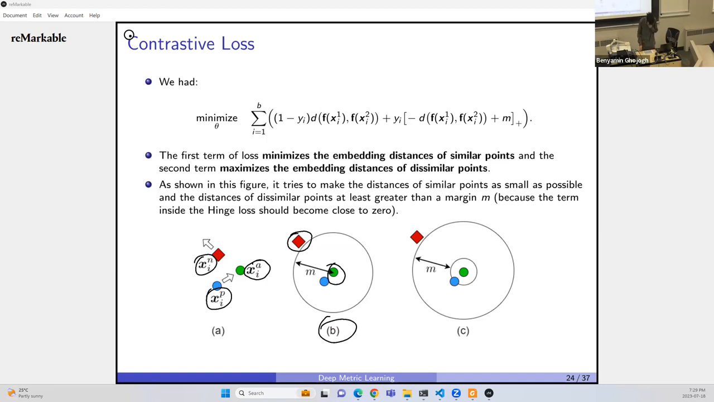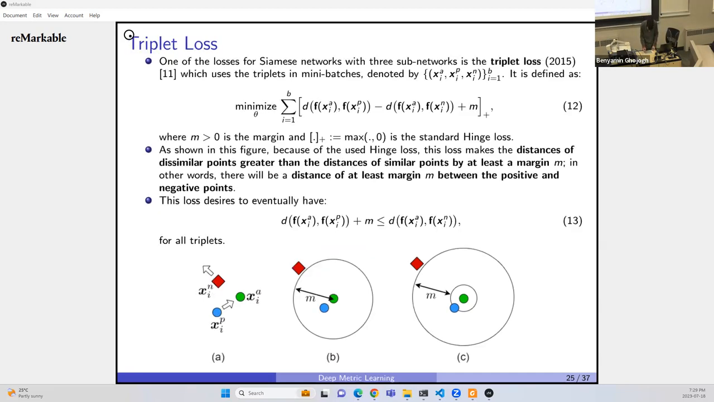Okay. Now let's talk about triplet loss. It was proposed in 2015, very close to now. So what does it do? We have mini batches of triplets, and this is a triplet loss. As you see, it's a bit different. Here, we have triplets of anchor, positive, negative, and for anchor and positive, the distance should be minimized, right? Exactly correct. For anchor and negative, minus distance should be minimized. It means that the distance should be maximized. That's correct. But we still have the standard hinge loss with the margin M.